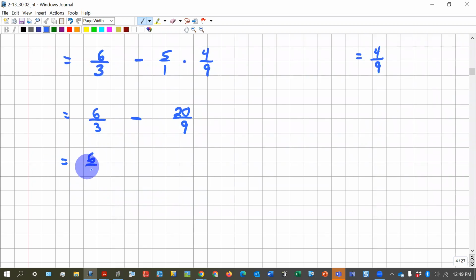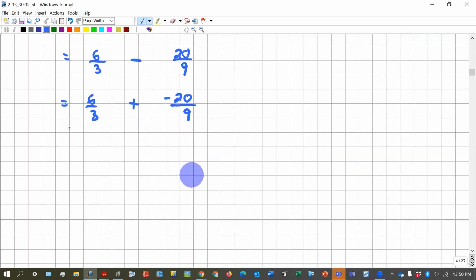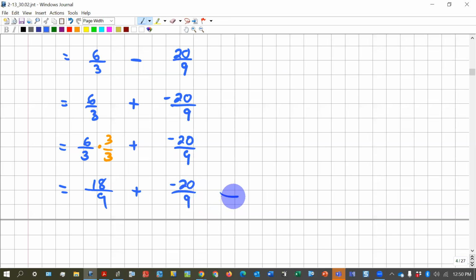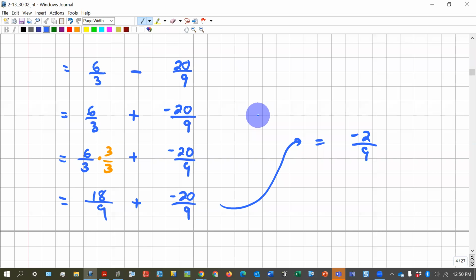I'm subtracting a positive. That's the same as adding a negative. But in order to add fractions, I need a common denominator. So I have 18/9 plus negative 20/9. And when I add them together, I get negative 2/9. And 2 is not a factor of 9. So that fraction doesn't simplify.